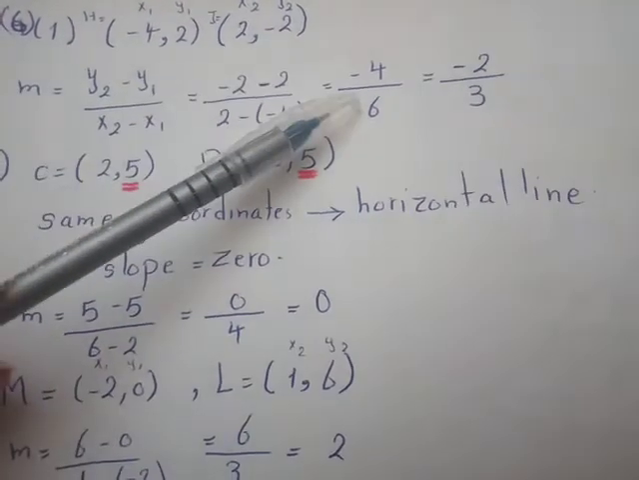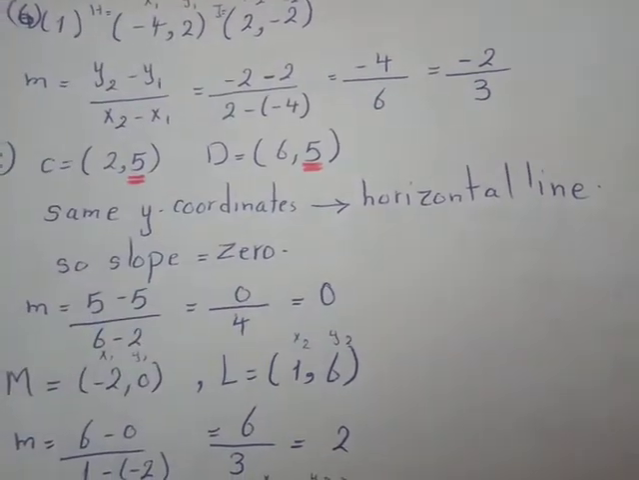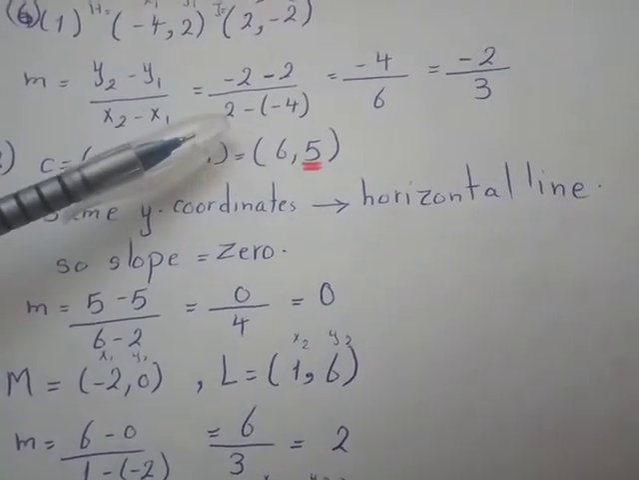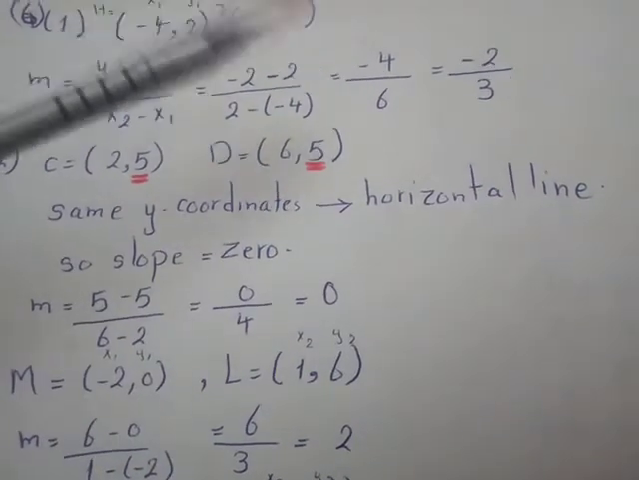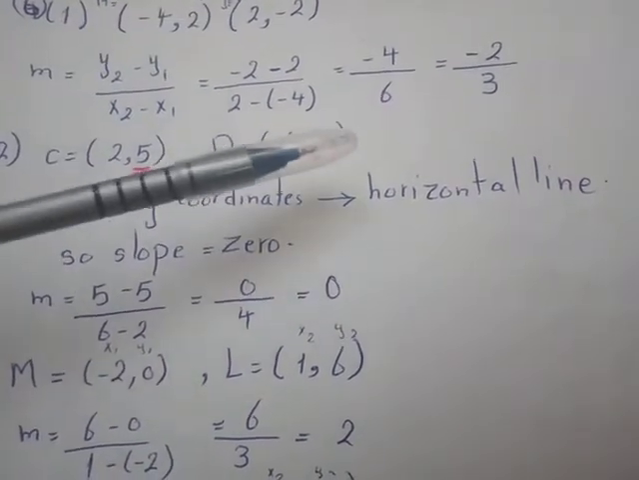Same sign, put the sign and add them together. So it will be -4, and here 2 plus 4 equals 6. Simplify, so it will be -2 over 3.